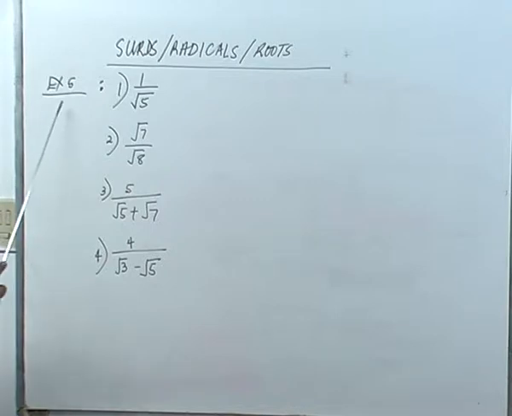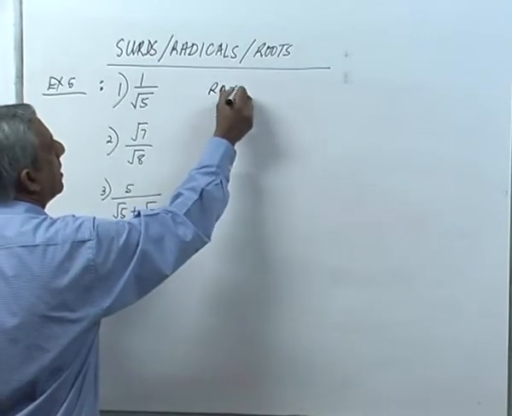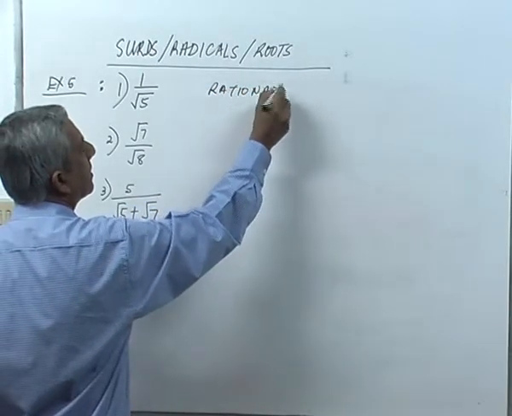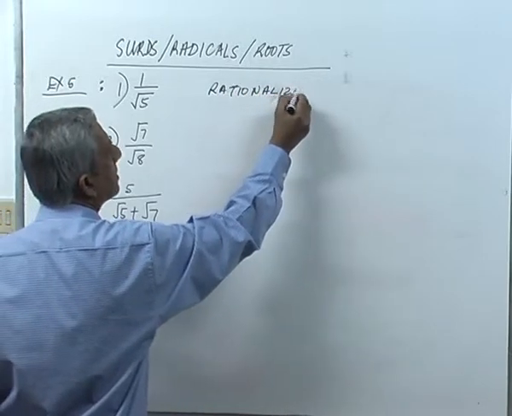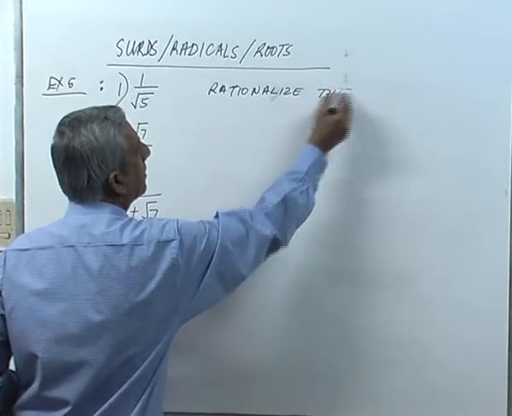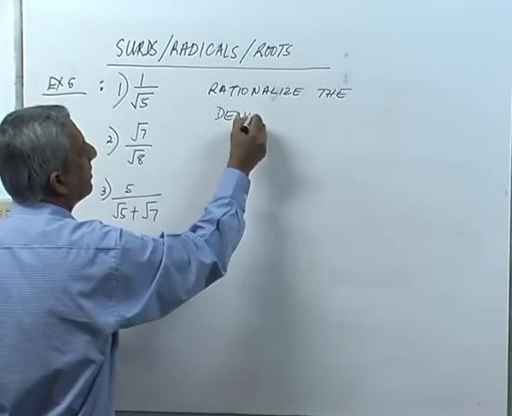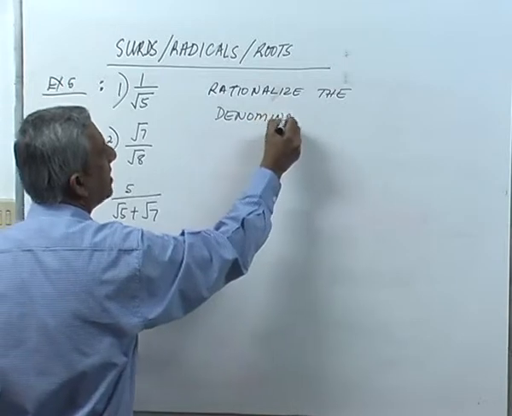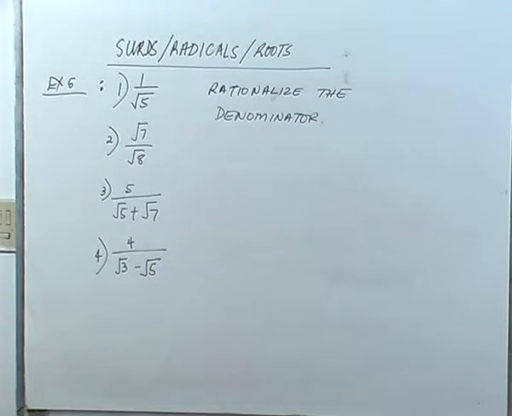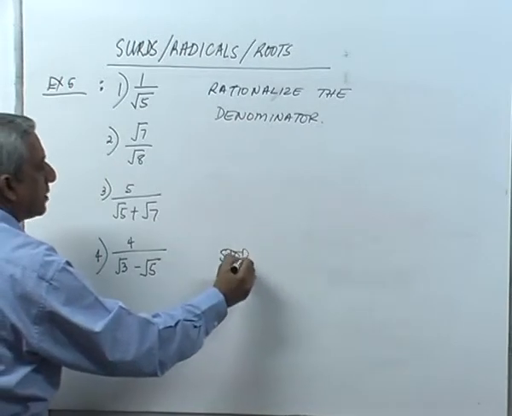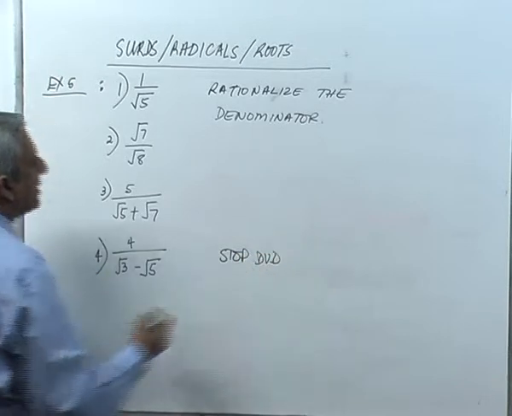Alright, so here's exercise 5, and you have to rationalize the denominator. I haven't written the question down, sorry. Rationalize the denominator in each example. So rationalize the denominator in each example. Alright, so you can stop the DVD after I have finished and try it.